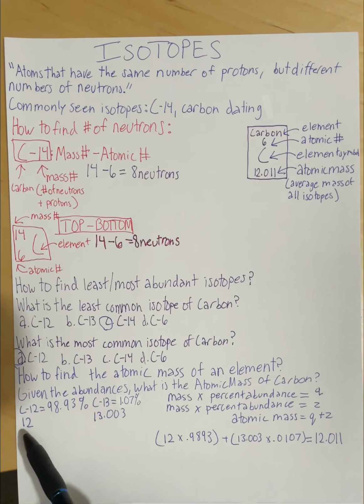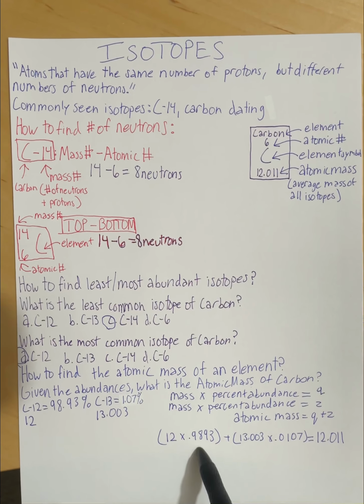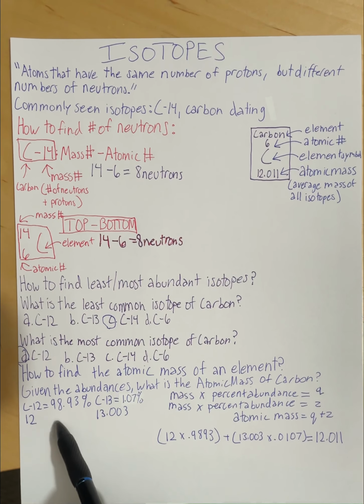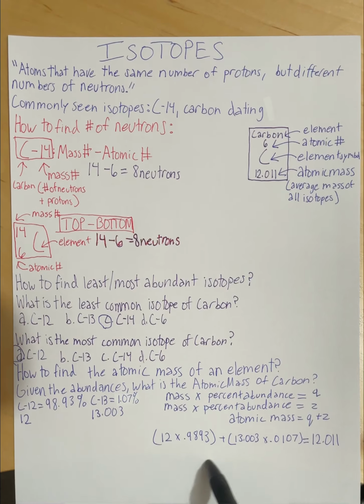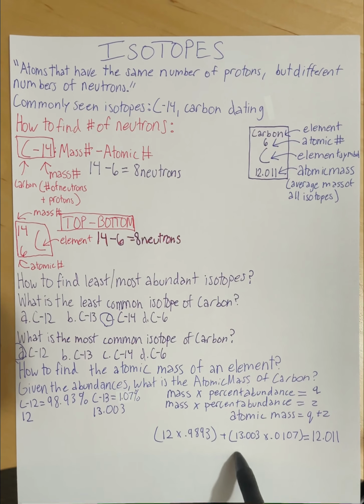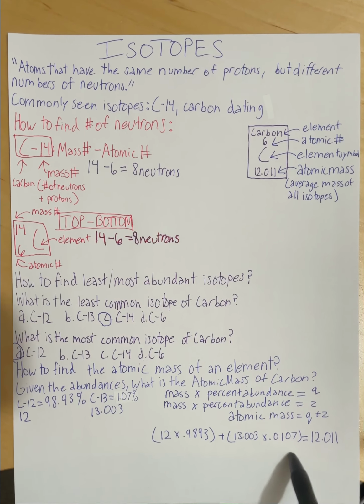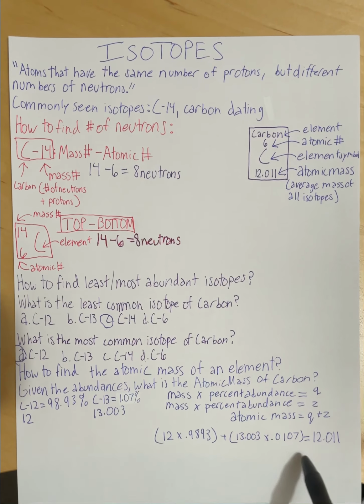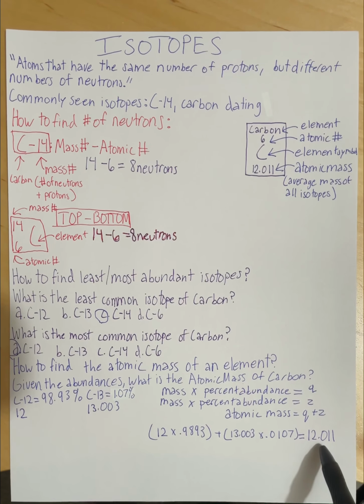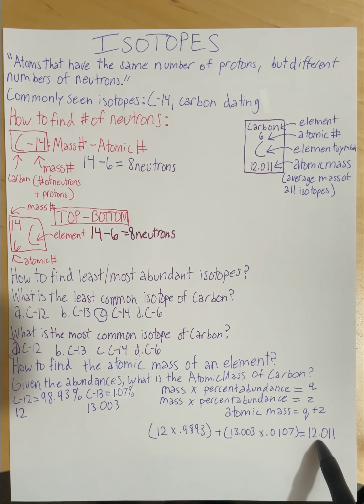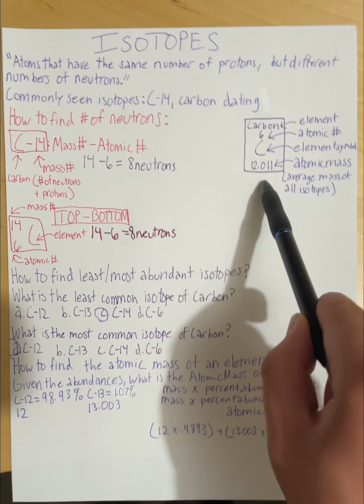And so this is how we do it. There's 12 times 0.9893, because percentages are out of 1. So 0.9893, and that's how you find that one. And then 13.003 times 0.0107, because that is 1.07%. And you find that the atomic mass of carbon is 12.011, and you can fact check it right there.